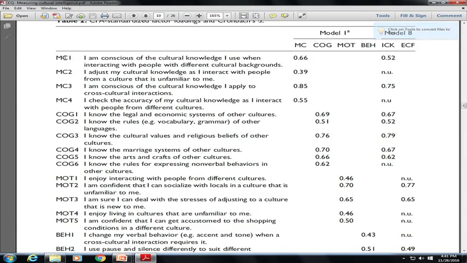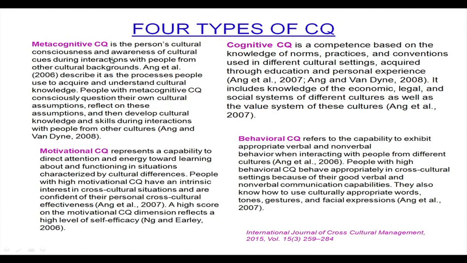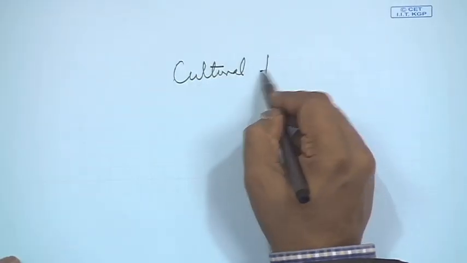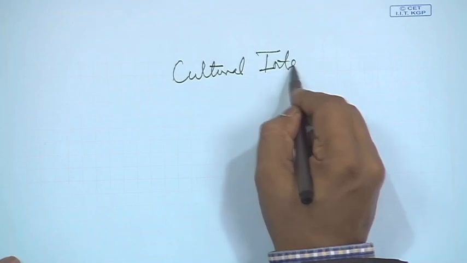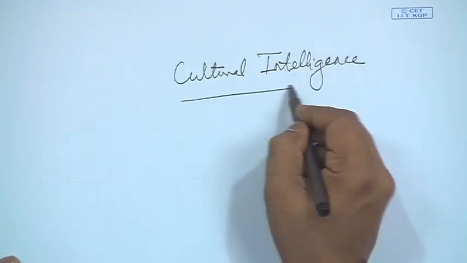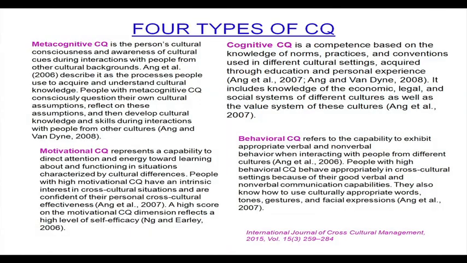Say, for example, metacognitive. So these measures what we call the cultural quotient intelligence inventory, cultural intelligence. So it measures four aspects. One is called metacognitive quotient.